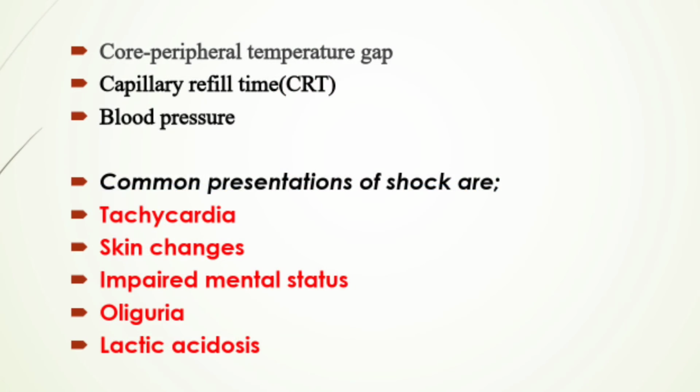So other parameters which are used in circulation is core peripheral temperature gap. Whenever a patient presents with a difference of core and peripheral temperature of more than 2 degrees Celsius, it's a sign of low perfusion. The second thing is capillary refill time. The normal CRT is less than 2 seconds. So if it is prolonged, it means that you are dealing with either a fever patient or a shock patient or probably a cold ambient temperature also.